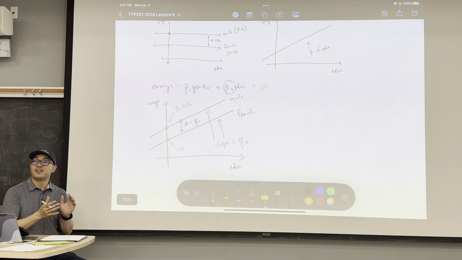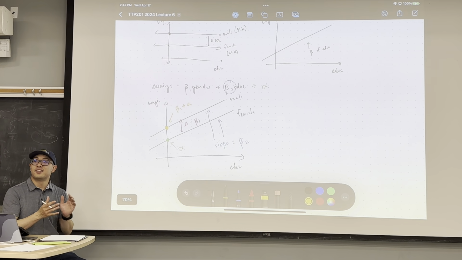So, what if we wanted to see if years of education affect your gender or are affected by your gender differently? Like visually, what would that look like? What do you guys think? Yes. The slopes of the two lines would be different.